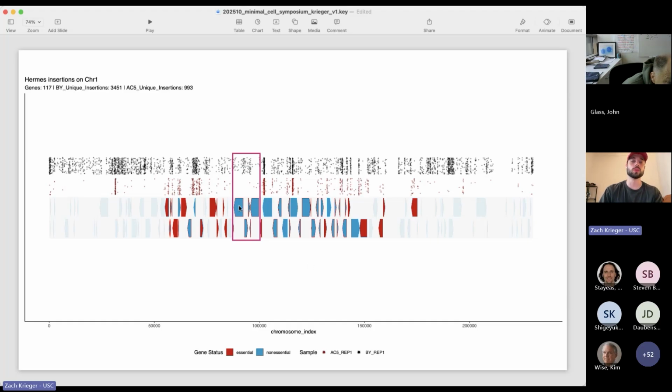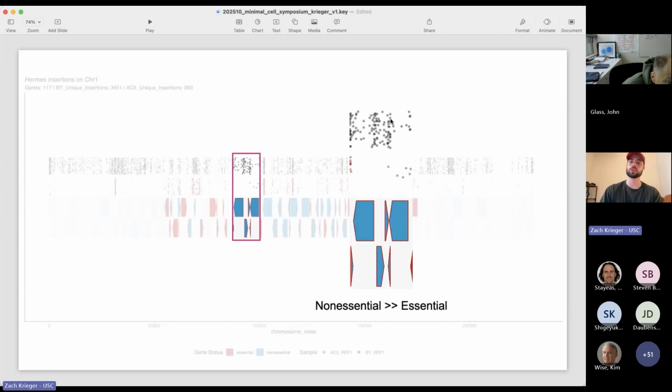We have a stretch of a few non-essential genes here that receive inserts in the parental strain, but receive very few inserts in AC5. If we try to categorize something like that, we could say that this is a conversion from a previously non-essential gene to an essential gene, probably as a result of the reductions that we've made to the chromosome.